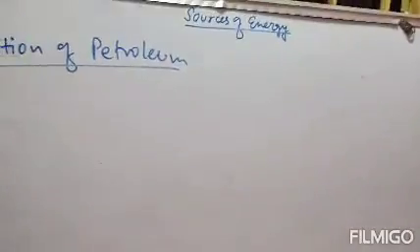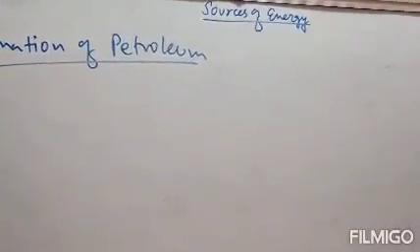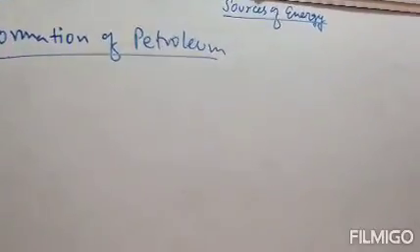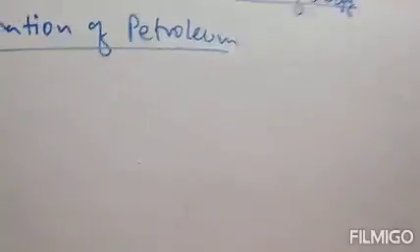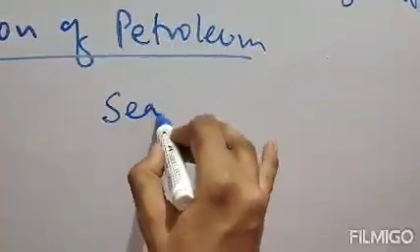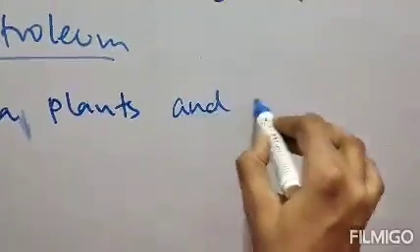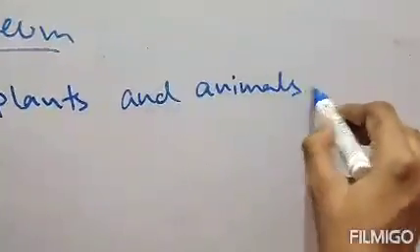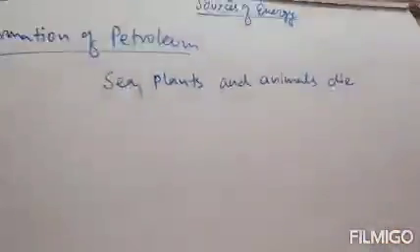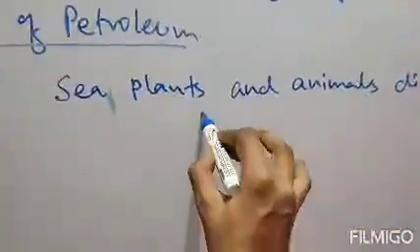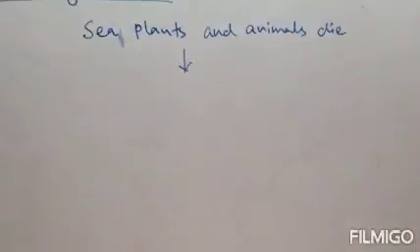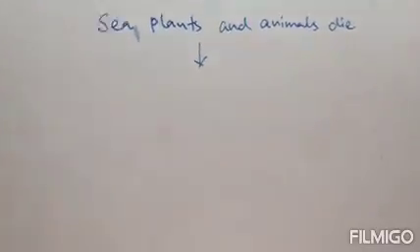So the first step is, as it is a fossil fuel, it is formed from dead and decaying plants. So they must die. At the first step, the plants and animals must die. So the first step is sea plants and animals die. This is the first step of formation of petroleum. Next, as they die, their body is settled down at the bottom of the sea, that is under the sea.